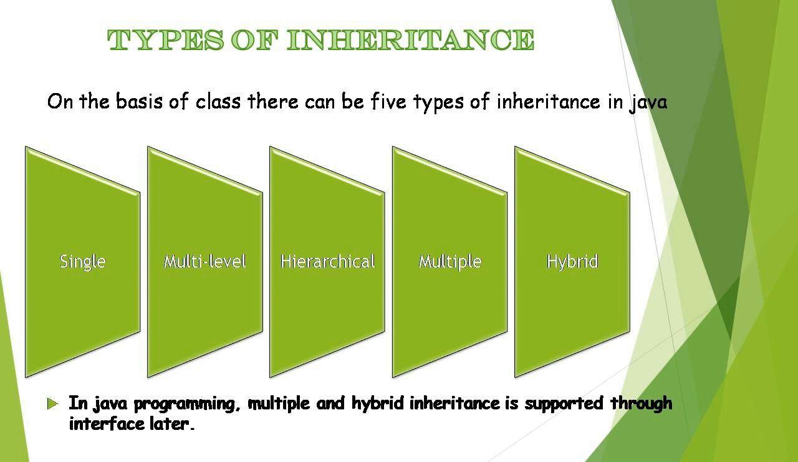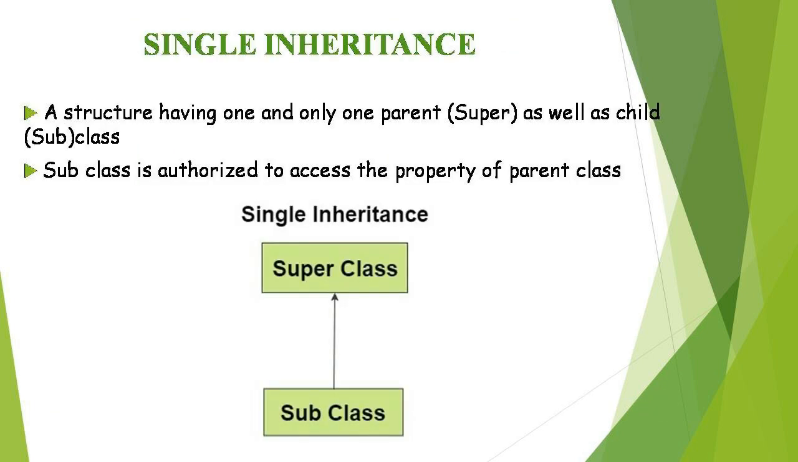Now we look upon types of inheritance. On the basis of class, there are three types of inheritance in Java: single inheritance, multi-level inheritance, hierarchical inheritance. In Java programming, multiple and hybrid inheritance is supported through interface later. Here, first of all, we see single inheritance. When a class inherits another class, it is known as single inheritance.